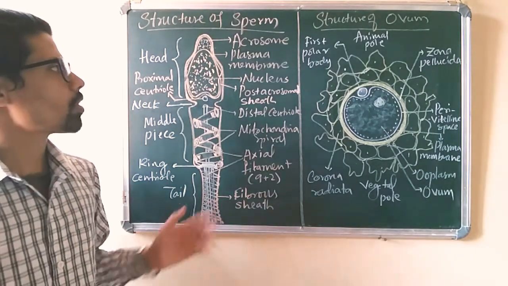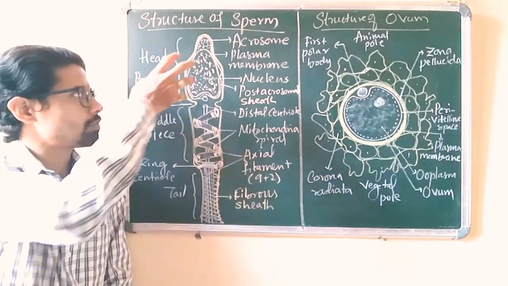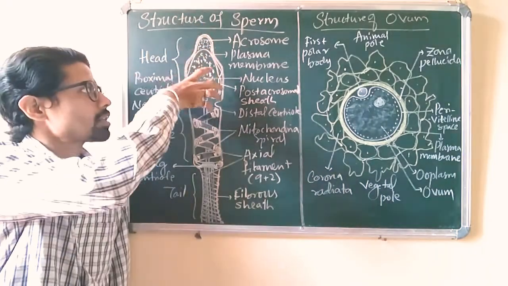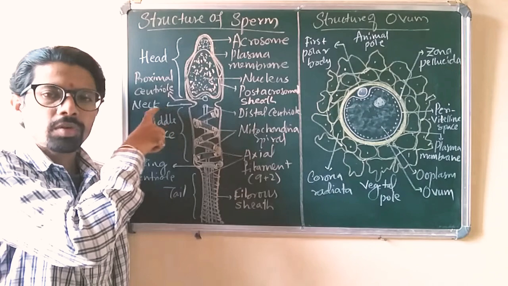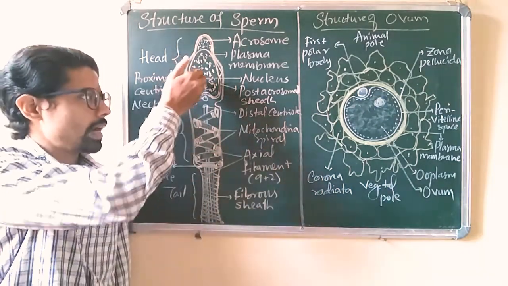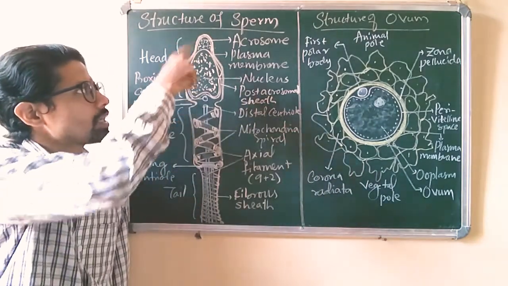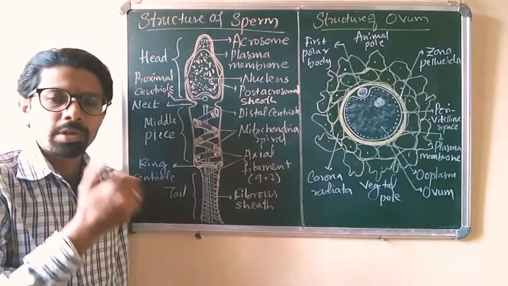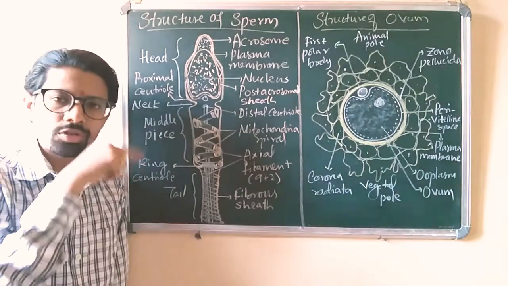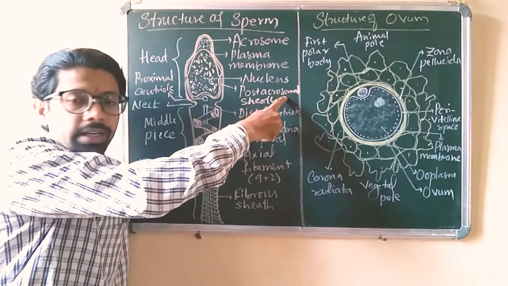Firstly, the structure of sperm can be divided into four parts. First part is called the head, second part is the small one which is called the neck, then the middle piece, and then the tail piece. There are four parts: head, neck, middle piece, and tail part. In the head region, externally it contains plasma membrane. Below the plasma membrane there is an extension of a membrane which is a continuation of the post acrosomal sheath.